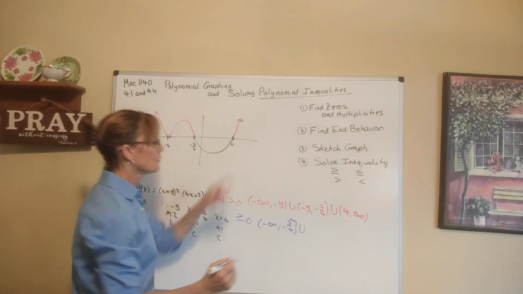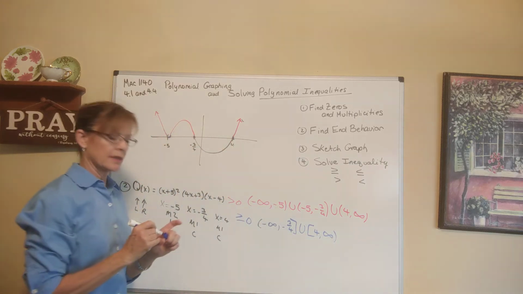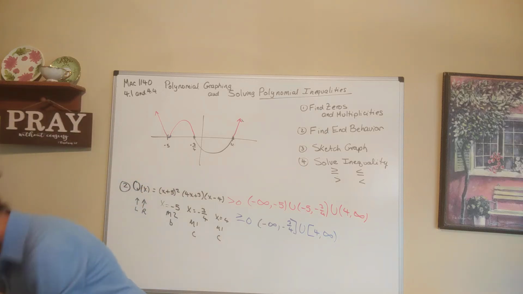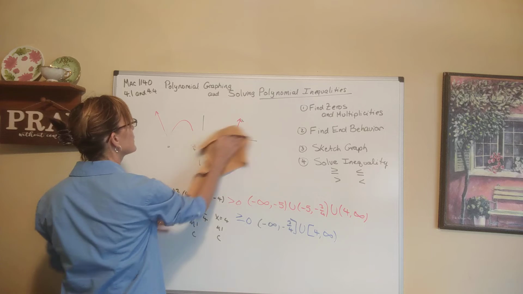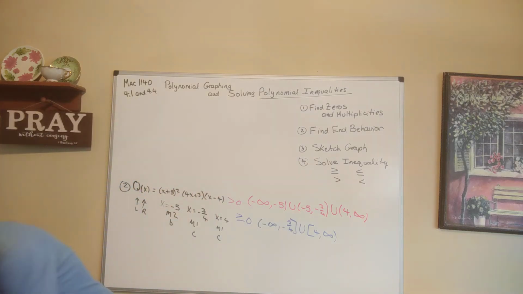And then we would union it with 4 to infinity, just like that. And so that's how we would answer number 2. Let's do 3. Number 3 looks like this.